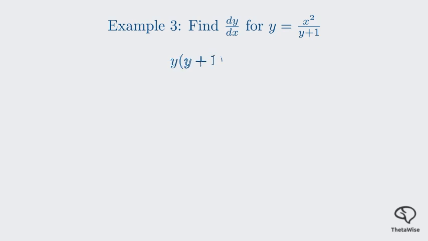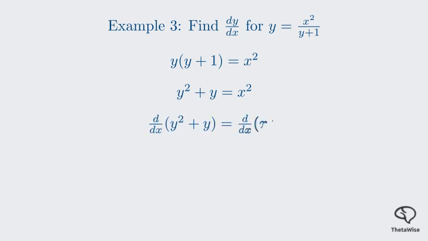Let's multiply both sides by y + 1. This gives us y times the quantity (y + 1) equals x². Expanding the left side, we get y² + y = x². Now we have an equation without a fraction, which is much simpler to differentiate implicitly. Let's differentiate both sides with respect to x.